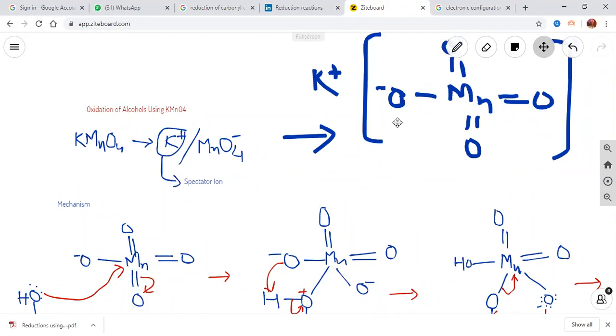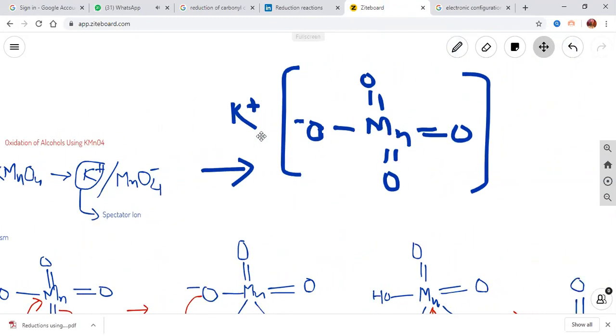This is the structure of this cheminophore. K is just the spectator ion. And MnO4 is double bonded to three oxygens and single bonded to one oxygen, the oxygen having a negative charge. This is the main part which takes part in the oxidation process.